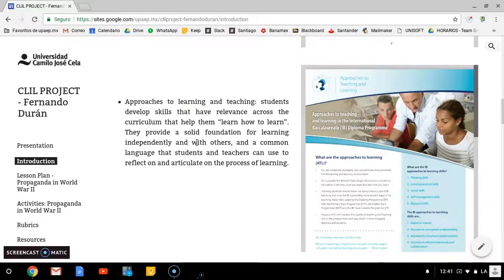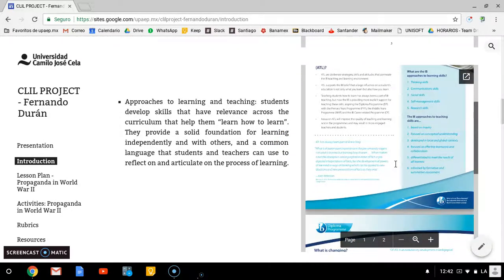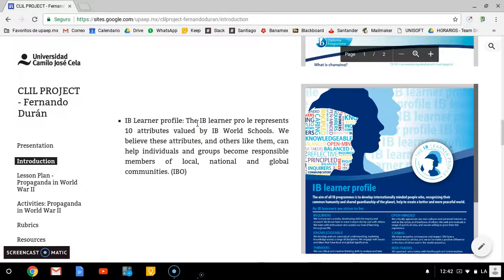Number three, approaches to learning and teaching, because it is important to focus not only on the content or the language, but also on the skills that students are developing. For example, right here you can see that the approaches to learning are focused on thinking, communication, social, self-management, and research skills, and also the approach that the teacher uses to teach the class, for example, based on inquiry, concepts, collaboration, etc.